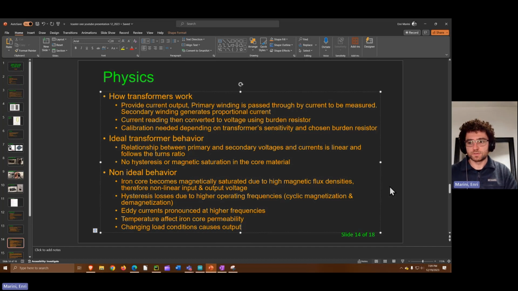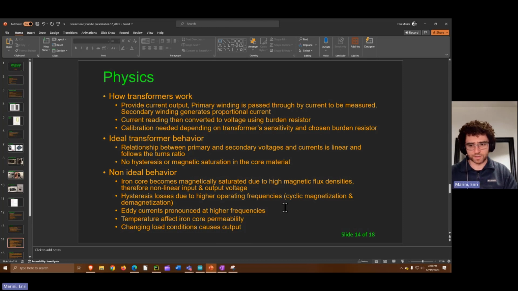Again, some of the non-ideal behavior you would typically see: your core becomes saturated due to high mag flux densities. So therefore you get nonlinear input and output voltages. You would have to take into account in an industrial setting, hysteresis due to high operating frequencies. We don't have that here. We're looking at very low frequencies at 60 Hertz based on the specs I mentioned earlier for the toaster. So we can ignore it. They're not absolutely zero, but they're close enough that you can ignore it.